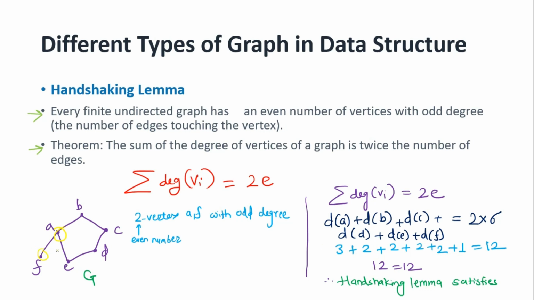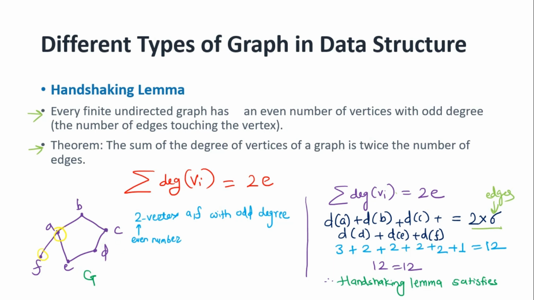And how many edges are we having? We are having 1, 2, 3, 4, 5, 6. 6 different edges. So performing the operation 2 into edges, that will become 2 into 6. There are 6 different edges available. So we will get on the RHS part 12. As your LHS and RHS parts are equal, we say that this satisfies the handshaking lemma. This is my simple graph.